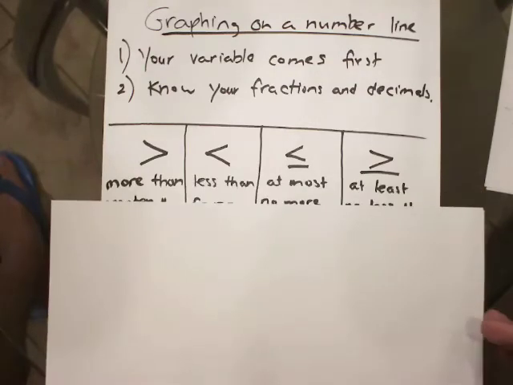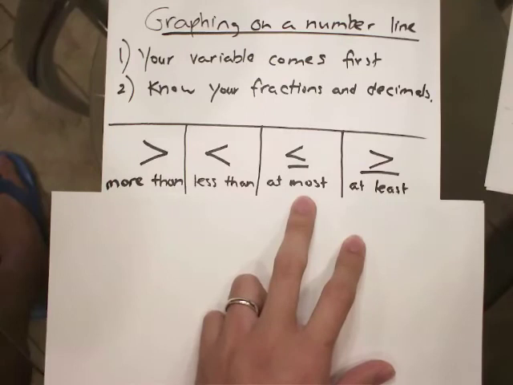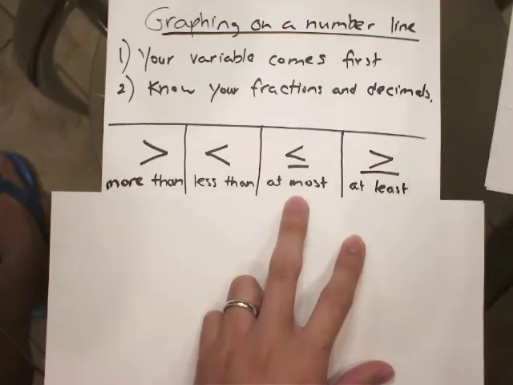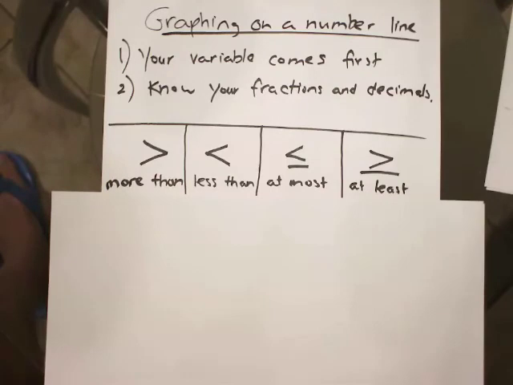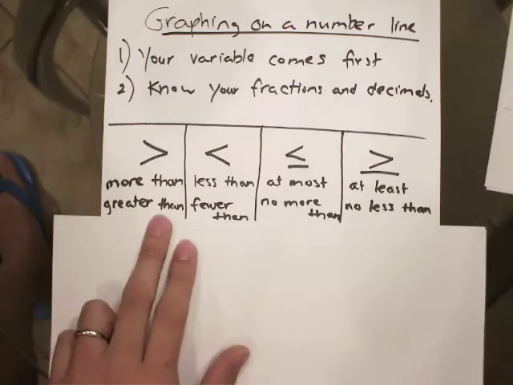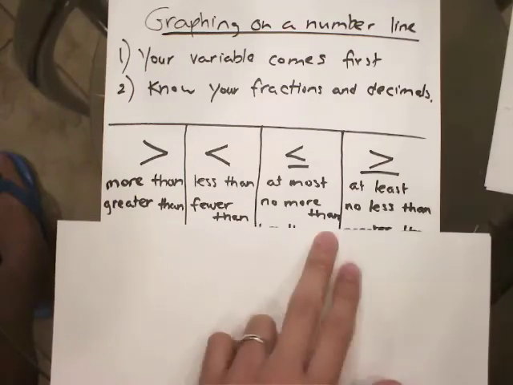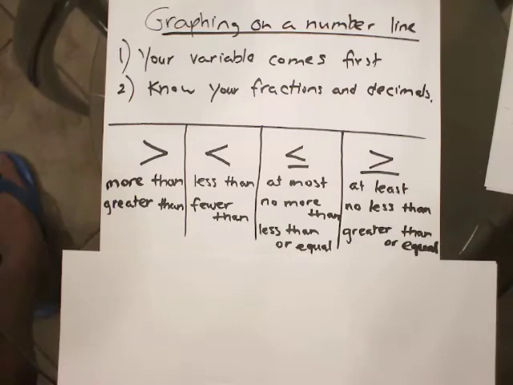Okay, so here are some of the terms that I need you to remember. For example, more than, less than. Probably some of you have not heard of this, but at most means less than or equal as well. So if you hear this term, at most, it also means less than or equal. And you have heard of the word at least already. Some other terms: greater than, fewer than, no more than, no less than, and of course, less than or equal and greater than or equal.